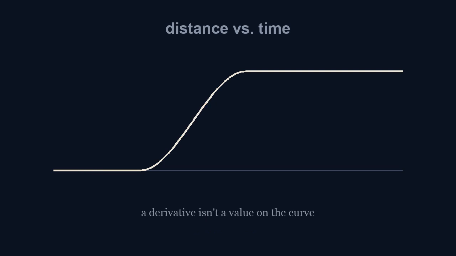That's the whole idea of a derivative. It's not a value sitting on the curve. It's how steep the curve is. Every time you see f prime of x, just read it as, how steep is f, right here.